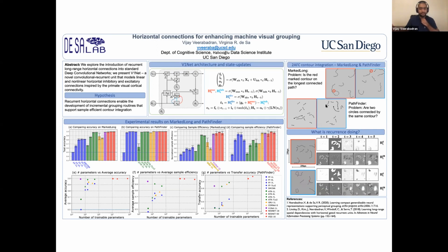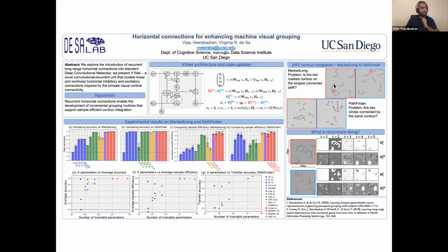We are evaluating this model on two binary classification problems that are inspired by traditional visual psychophysics tasks that involve contour integration. The first one is called MarkedLong. Over here, I'm showing two different images, one from the positive class and another from the negative class. In any static image, there are multiple paths of varying lengths. There's exactly one path that is longer than the remaining paths, this one in this image. And there's also exactly one path that is marked with a red bar. The problem that the model has to solve is to detect whether the longest path in the scene is also marked with this red bar.